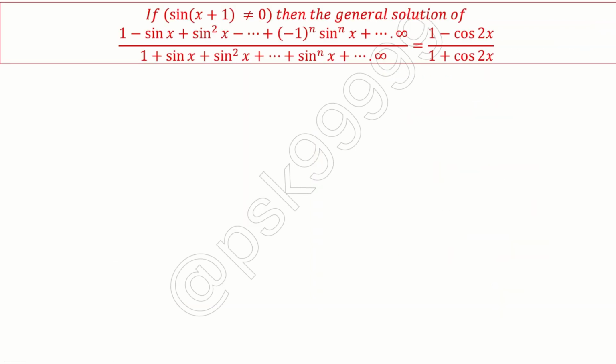Let's say there is a question. This is one very good question. If sin x plus 1 is not equal to 0, then find the general solution of this. The expression has a numerator and denominator. You can see there is an infinite series, of course that is a GP, right? It is a geometric progression: 1 minus sin x plus sin square x. So the common ratio is minus sin x in the numerator, plus sin x in the denominator, which is equal to 1 minus cos 2x over 1 plus cos 2x.